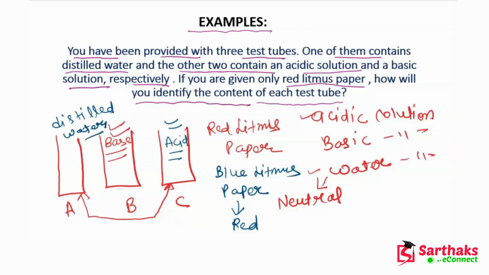So thus we detected in which test tube the acid is present, in which test tube the base is present, and in which test tube distilled water is present. I hope guys this is clear to you. Now let's move ahead to the next slide.